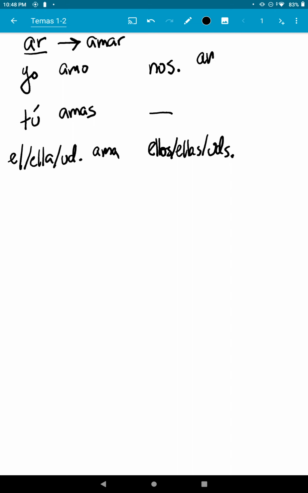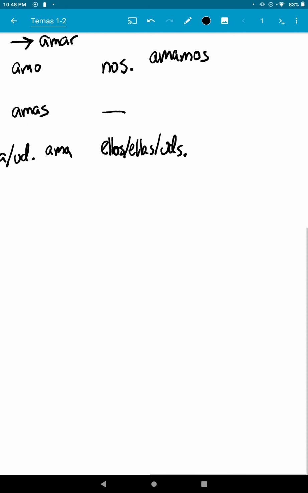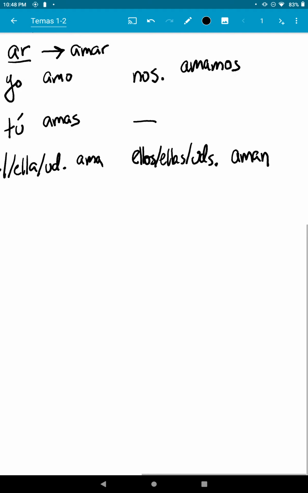Nosotros is amamos, which means we love. Ellos, ellas, ustedes would be aman, which means they, or you plural, formal love. So this is the form for the AR verbs. All AR regular verbs, if it ends in an AR, right here, then it's going to follow this conjugation form. Well, but not all Spanish verbs fall into this category.